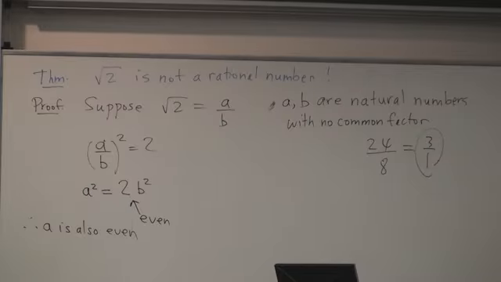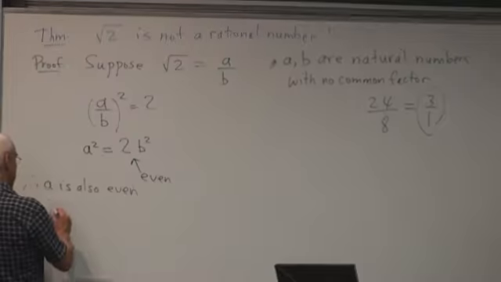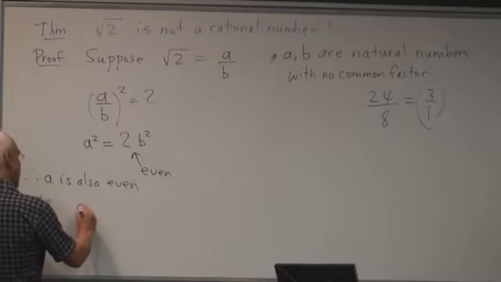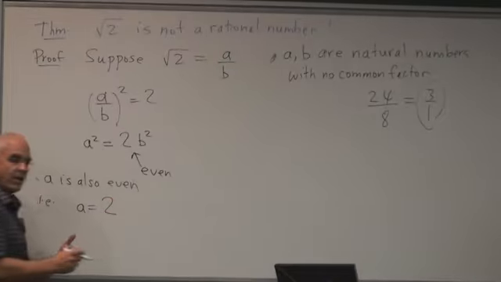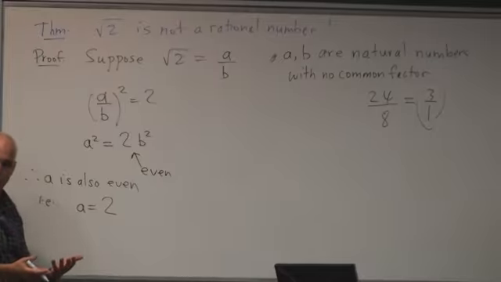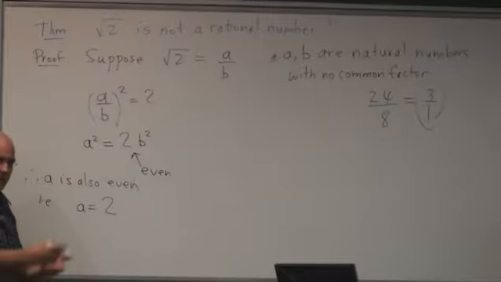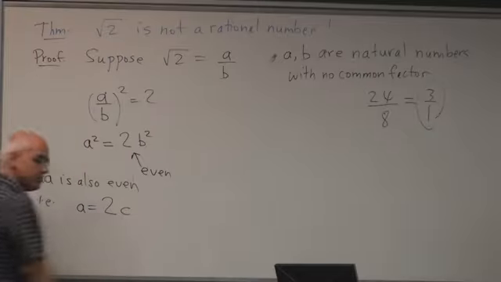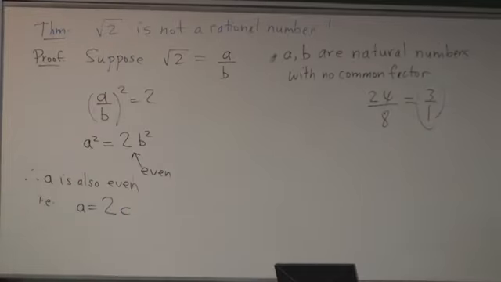What does it mean to be even? It means that a can be written as 2 times another natural number. Let's say c. Every even number is 2 times another number. Like 14 is 2 times 7. 22 is 2 times 11. Every even number is 2 times another number. And so we'll let that other number be c.